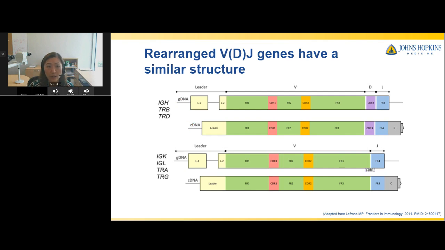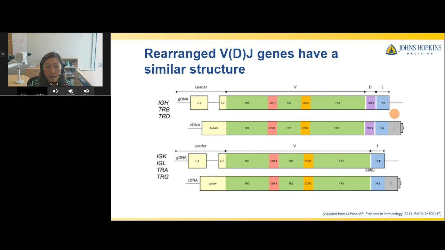There are what we call leader sequences in yellow. There are what we call CDR, or complementarity determining regions, in the color barcodes. And then there are intervening framework regions in green, which is followed by the constant regions in gray.